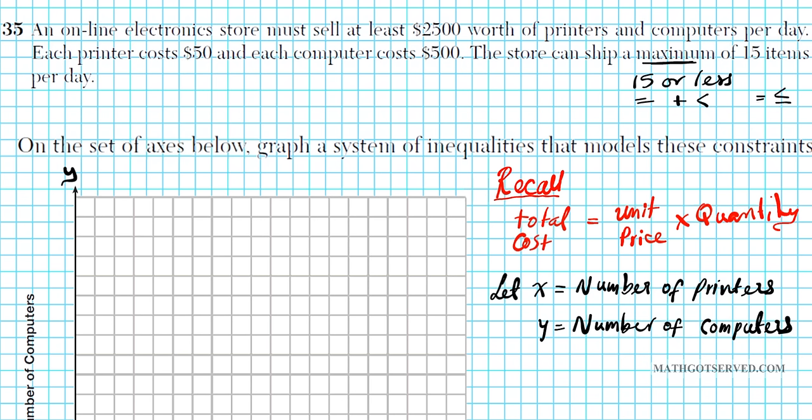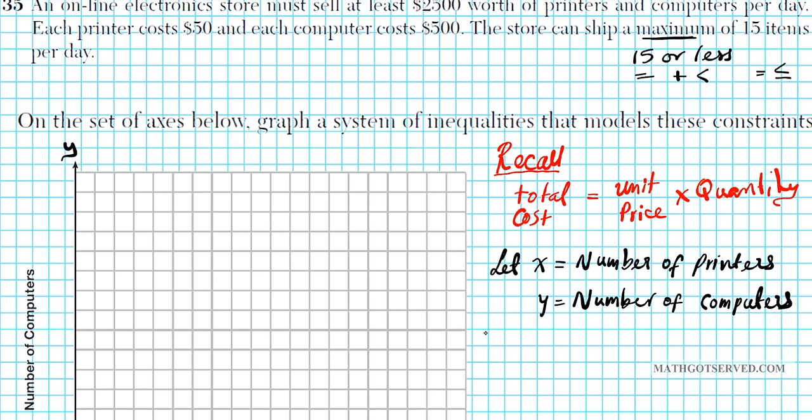Okay, so let's deal with the total quantity inequality. What is the total quantity of printers? X. Quantity of computers, Y. So if you add both of them together, it has to be less than or equal to 15, or a maximum of 15. Okay, so that's the first inequality we're going to be dealing with.